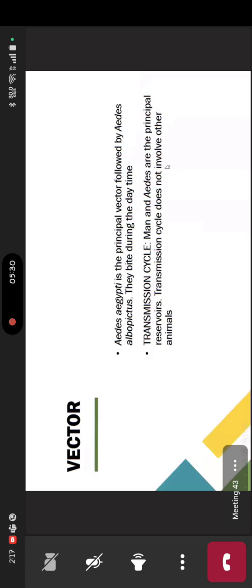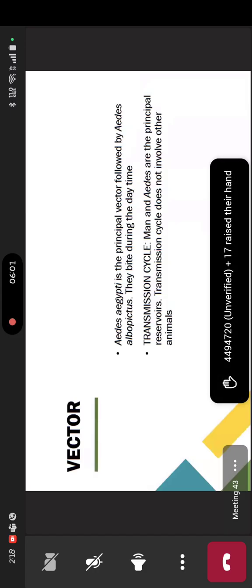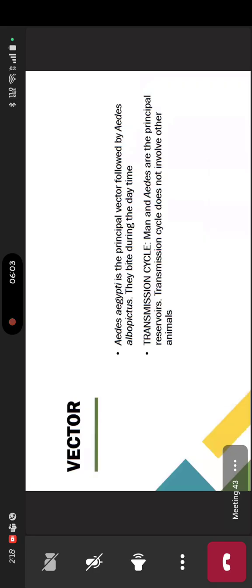So in case of the dengue virus, if I'm talking about who is responsible for the transmission and who is involved in the life cycle or the transmission cycle, only man and the mosquito, which is the Aedes mosquito, which is the principal reservoir. They are the only ones involved in the transmission cycle, right? No other animal is involved, only a mosquito and a man, right, students? So this is about the vector and transmission cycle of the dengue virus.